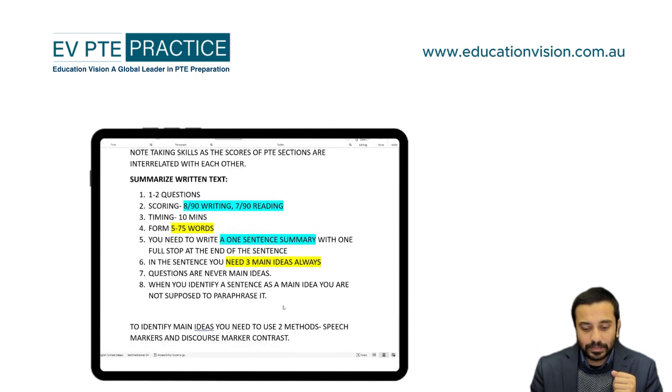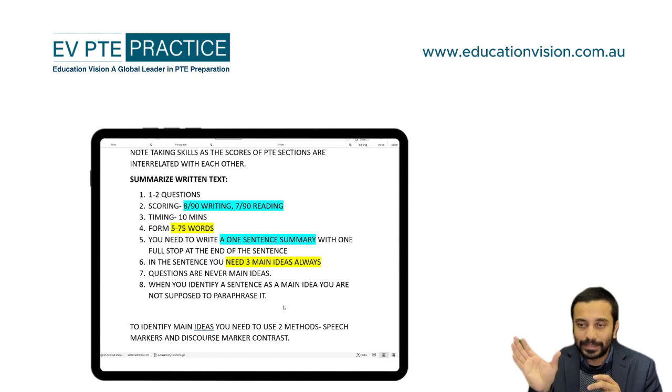In summarize written text, we get 1 or 2 passages in the exam. Each passage has a time allocation of 10 minutes. So after 10 minutes, the computer prompts a message that click next to move to the next question. We have a word limit of 5 to 75 words, which we earlier even talked about. If your summary is less than 5 words or more than 75 words, you get a 0 for your form. And if form is 0, the overall score is 0.